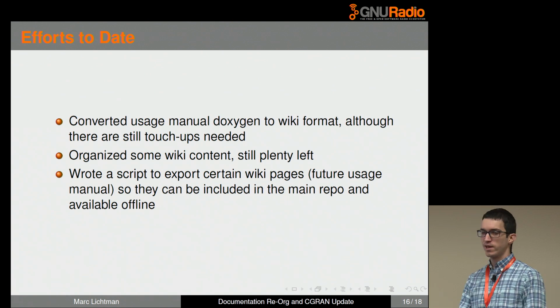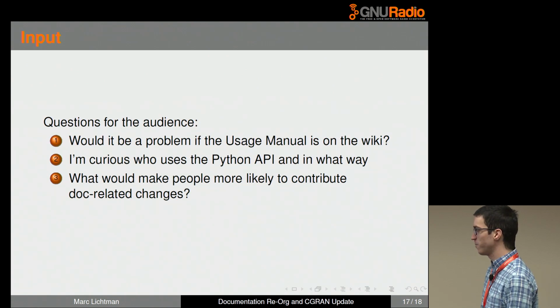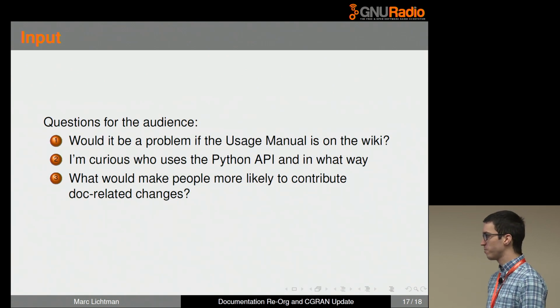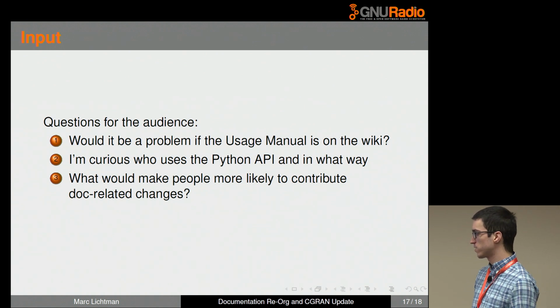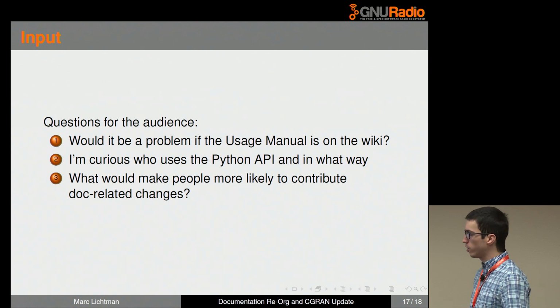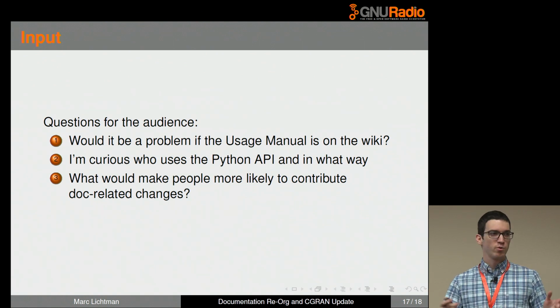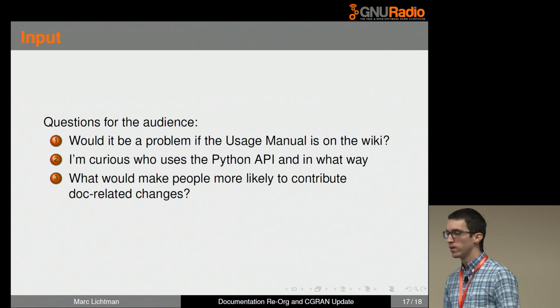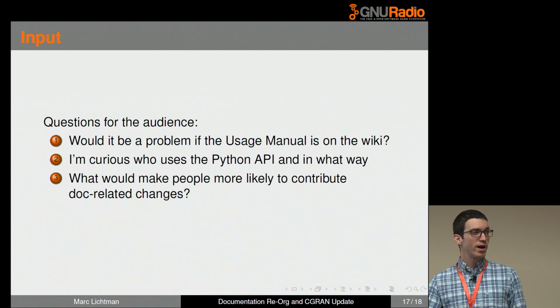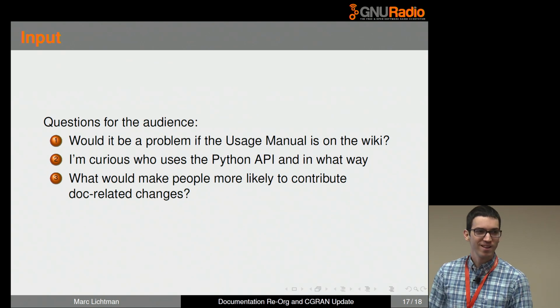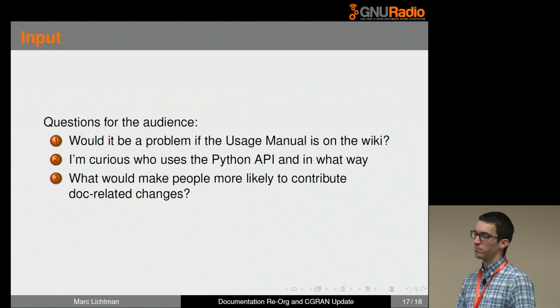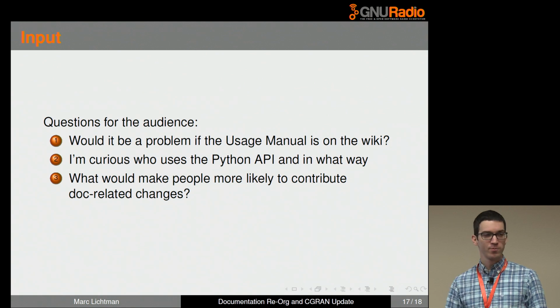Now, input I definitely wanted to get here because it's just hard to get people talking about. Obviously, people complain about documentation all the time, but information that would be useful to me is, first off, would it be a problem if the usage manual is on the wiki? What kind of problems would arise? And then also, I'm curious in what ways people use the Python API. So anyone who uses it heavily, definitely let me know how you use it and if you have any ideas about how it could be organized better.